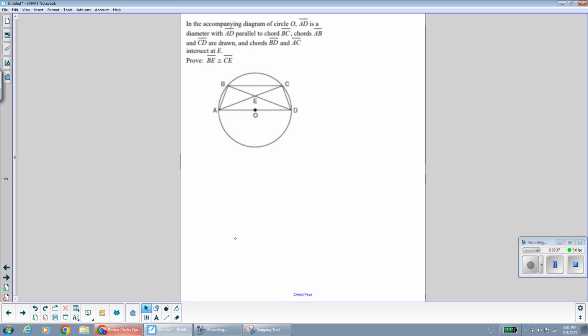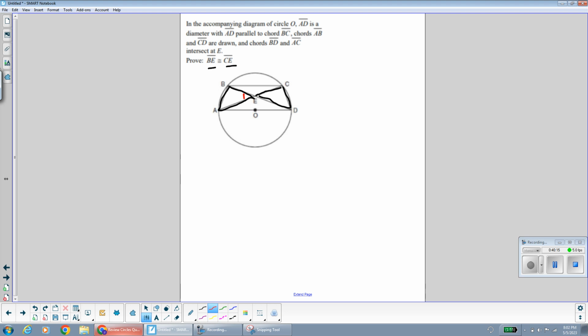Let's take a look at the last proof. Looking at the proof statement, here's BE and here's CE. This triangle has BE as a side, and this triangle has CE as a side. So those are the two triangles I'm going to want to prove congruent because those have BE and CE as sides. And after I prove them congruent, then I can say BE and CE are congruent by CPCTC. So that's kind of my plan.